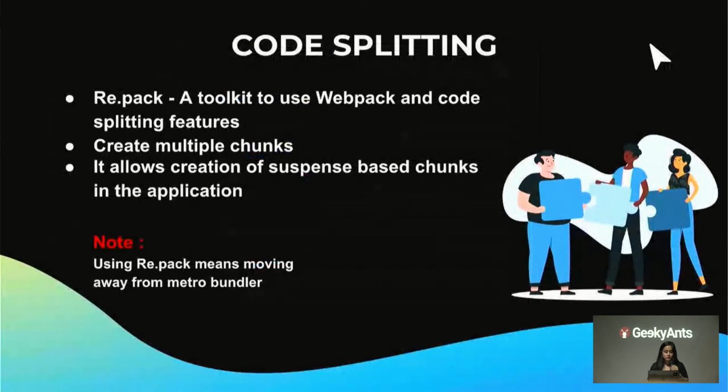There is another way of approaching this problem. We can use Re.Pack, a toolkit that we use to work with Webpack and to use code splitting features. In this, we have a chunk manager with which we can make multiple chunks and divide the bundle into multiple parts, right? So when we divide the bundle into multiple parts, we achieve successful loading of the data whenever we want to load it, right? It allows us the creation of Suspense, as I presented in one of the examples, based on chunks in the application. But what does it mean to use Re.Pack over here?